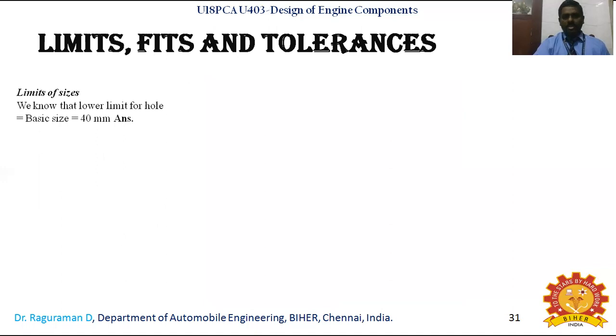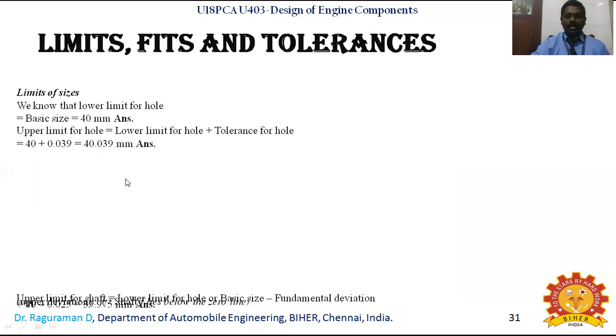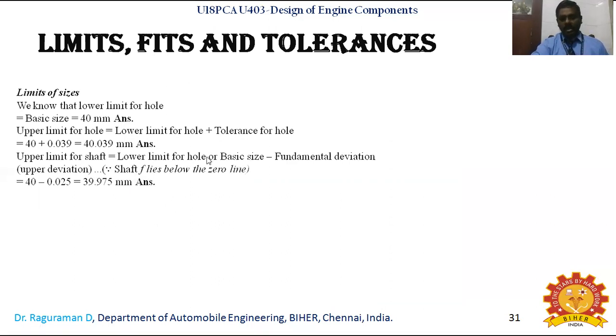And now the identification of limits of size. We know the lower limit for the hole is 40 mm, that is the basic size. And the upper limit of the hole is the lower limit of the hole plus the tolerance. You identified the tolerance for the hole as 0.039 mm already, so adding it you get the answer as 40.039 mm.